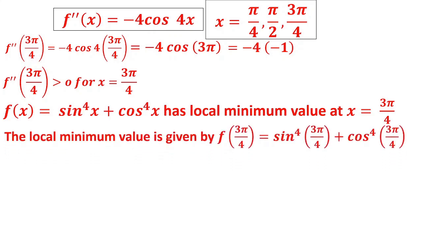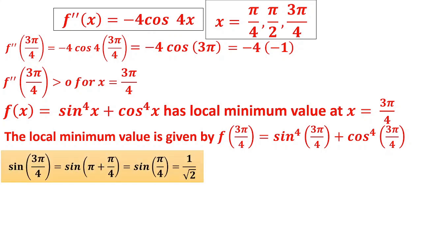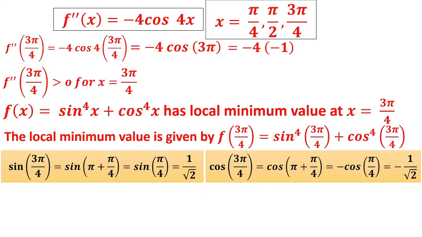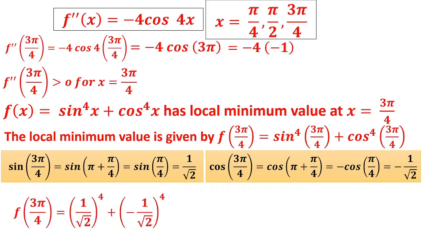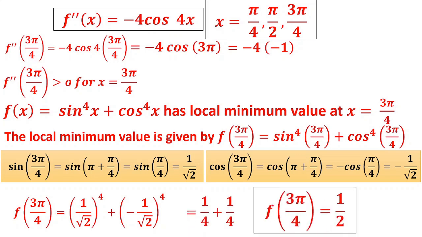The local minimum value is given by f of 3 pi by 4. We have to find sin of 3 pi by 4. I am giving you the value. It is sin of pi minus pi by 4. It is in the second quadrant. Sin is positive. Therefore, 1 by root 2. Cos of pi minus pi by 4. It is in the second quadrant. Cos is negative. Therefore, minus 1 by root 2. Therefore, 1 by root 2 the whole power 4 plus minus 1 by root 2 the whole power 4. Once again, 1 by 4 plus 1 by 4. The answer is 1 by 2.